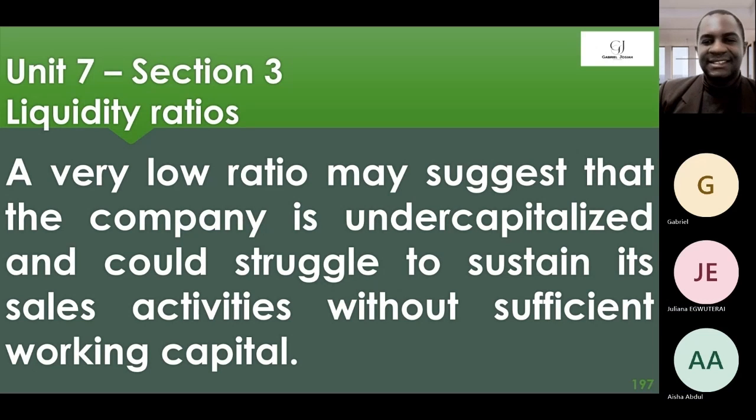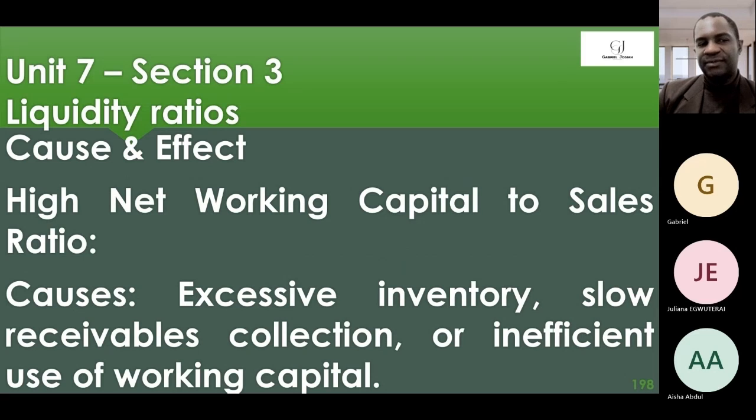So you need to help them to go out, and the activity should culminate in conversion of clients. The rate of conversion of potential clients to actual sales is very important, and working capital helps to drive that. Okay, so what are the cause and effect of a high net working capital? Causes are excessive inventory. So it still comes down to your operating cycle. You have too much inventory, slow receivables, and a longer time to pay payables, which shows inefficient use of working capital.